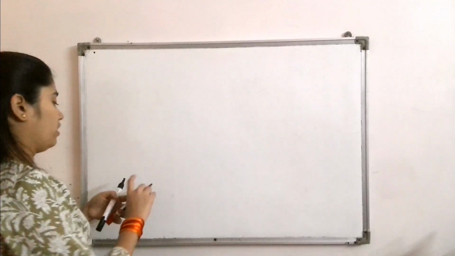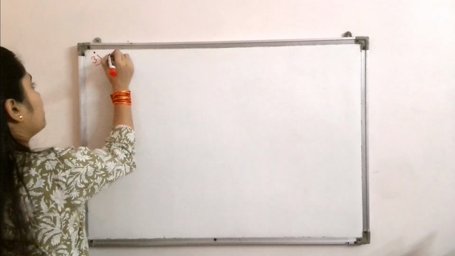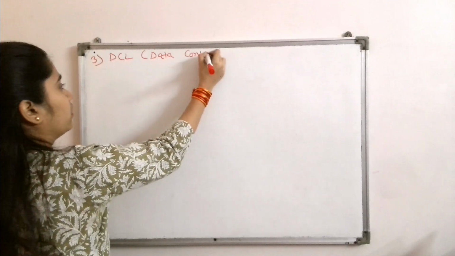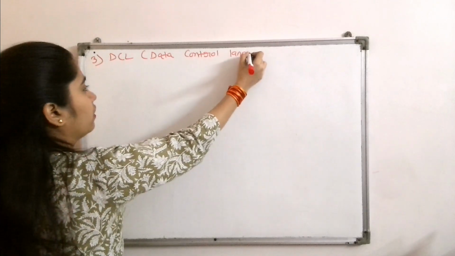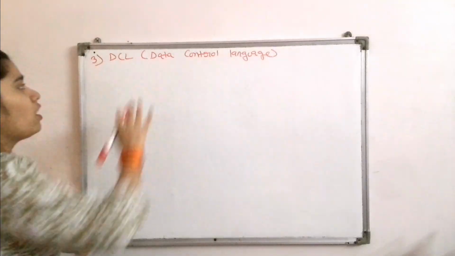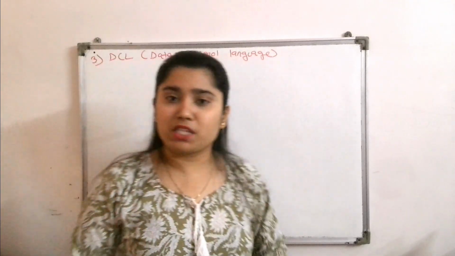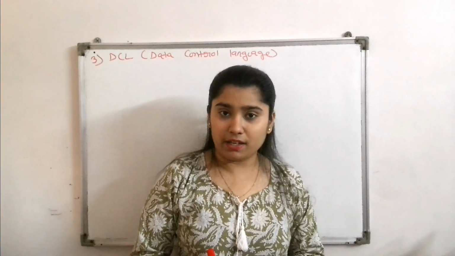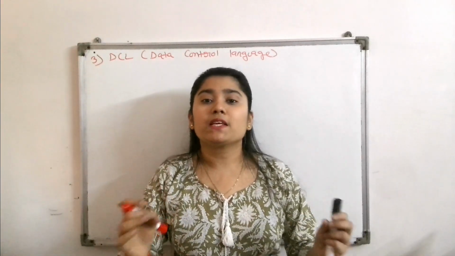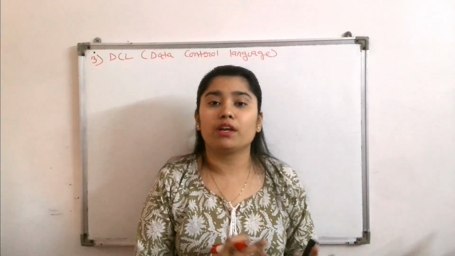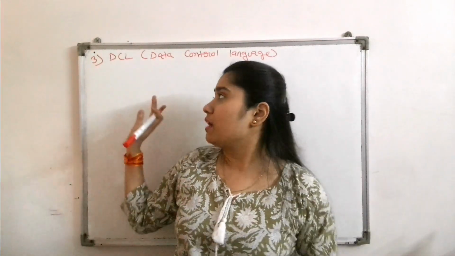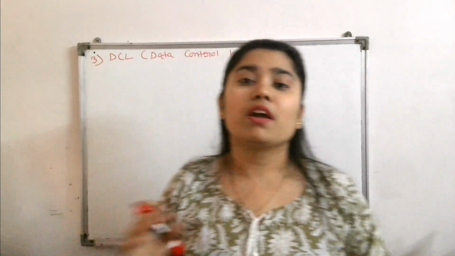Now let's see the third language, that is the DCL, the Data Control Language. The databases must be secure. Not everyone must have the power to change or view the data within the database. So this language is used for the security purpose. It controls the security by giving permission or taking back permission from the users. So this language ensures the security within the database.